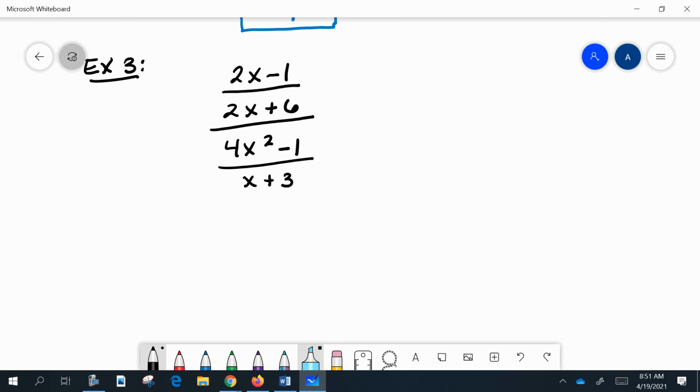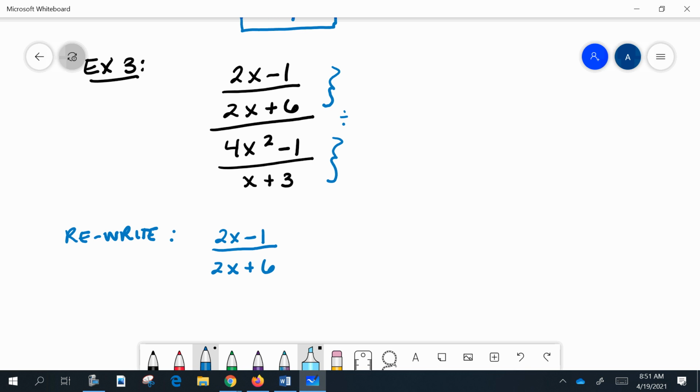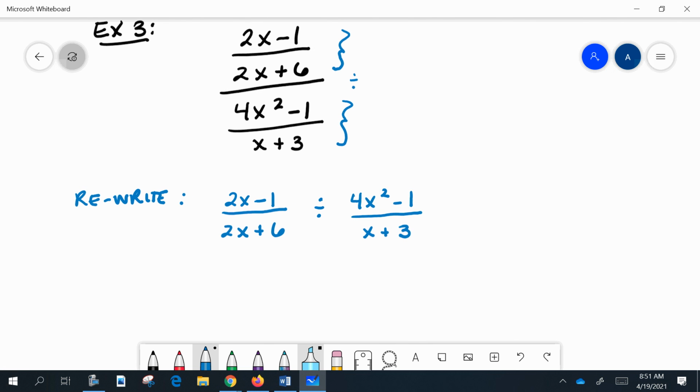Most students, when I put this on the board, kind of look at me funny and just assume that the problem's going to be difficult. Well, it's not, because we need to understand the structure of it. This is the top fraction, and we're dividing it by this bottom fraction. So I want you to start by rewriting the problem as a division. So the numerator fraction is 2x minus 1 divided by 2x plus 6. And we're dividing that by the denominator fraction, 4x squared minus 1 divided by x plus 3. So this problem in black means the exact same thing as this problem right here in blue. So it's just a matter of understanding the structure and rewriting it.